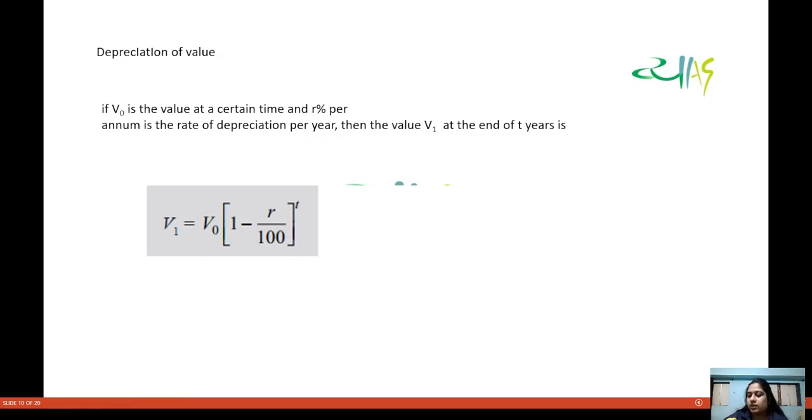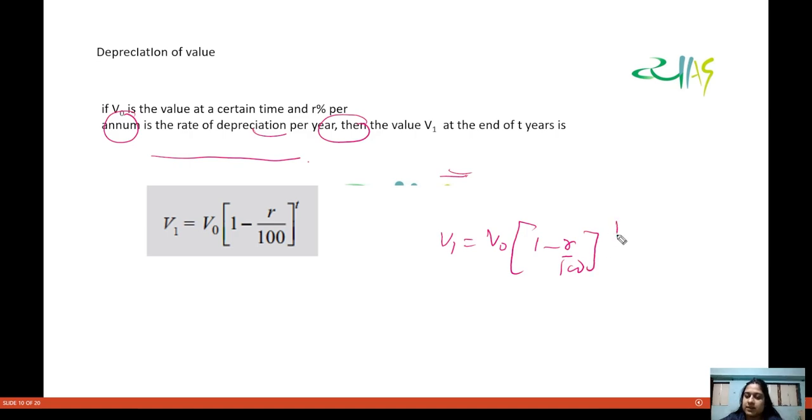Now look at one more concept. This is the concept of depreciation value. If V0 is the value at a certain time and R% per annum is the rate of depreciation, then the value V1, after T years, can be given by V1 equals V0 into (1 minus R by 100) to the power T.